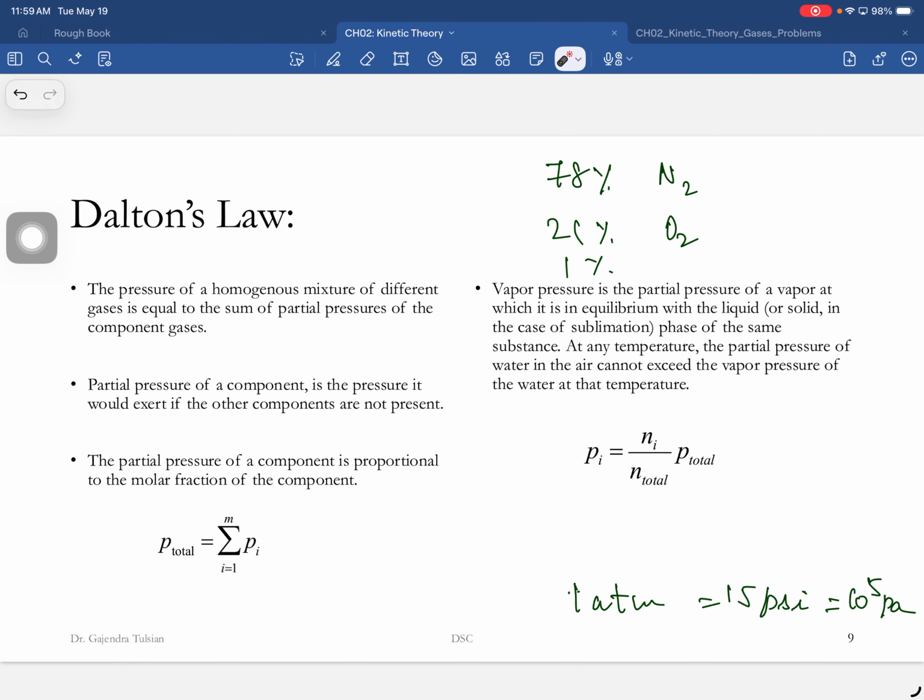So what Mr. Dalton is saying is, if you have 3 gases, one is 60%, 30%, and 10%, then 60% of the total pressure will be exerted by that gas, 30% of the pressure will be exerted by this gas, and 10% by that gas. And that's Dalton's law. So the total pressure is the sum of the partial pressures, and the partial pressure is just equal to the fraction of that gas times the total pressure.